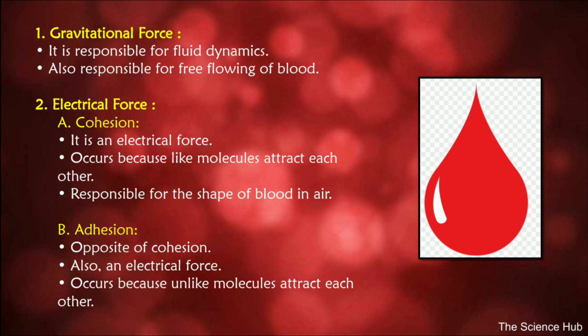The 2 types of electrical forces seen in blood are cohesion and adhesion. Cohesion occurs because of the attraction between the like molecules of blood, and it is responsible for the shape of blood in the air. Adhesion, which is opposite to cohesion, occurs where unlike molecules are attracted towards each other, and it is responsible for the capillary action of blood.